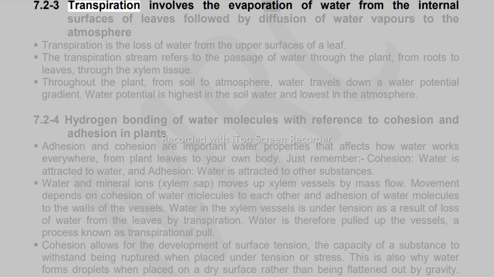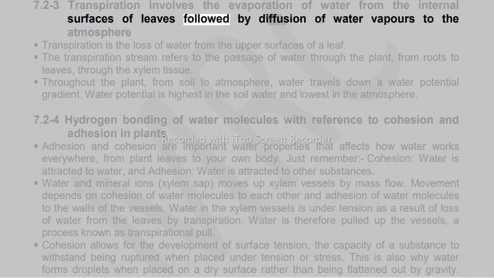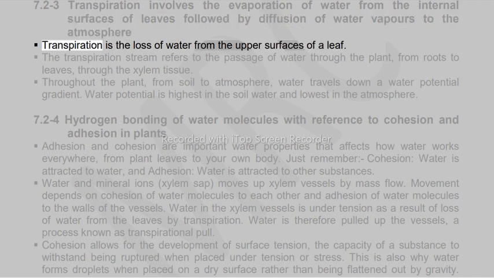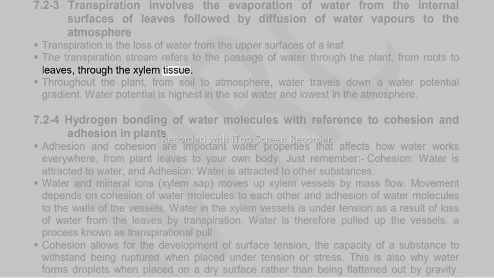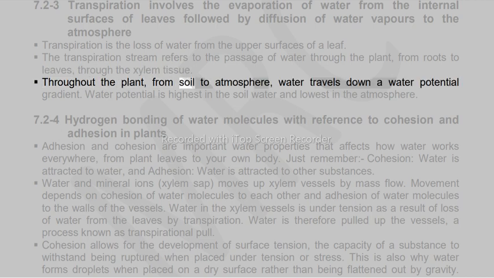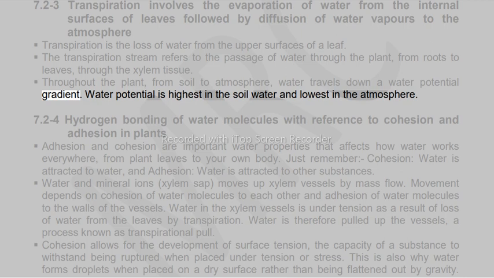7.2 to 3 Transpiration involves the evaporation of water from the internal surfaces of leaves followed by diffusion of water vapor to the atmosphere. Transpiration is the loss of water from the upper surfaces of a leaf. The transpiration stream refers to the passage of water through the plant, from roots to leaves, through the xylem tissue. Throughout the plant, from soil to atmosphere, water travels down a water potential gradient. Water potential is highest in the soil water and lowest in the atmosphere.